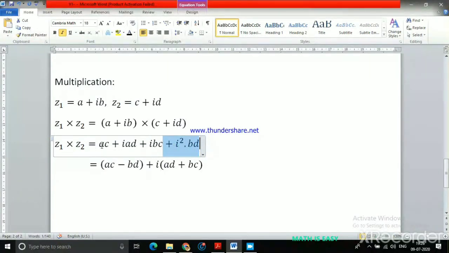And here it is ac. Both these terms do not include i, so I write them together: ac minus bd. And these two terms have i as a factor. So take i common, and you get ad plus bc. Okay, so this is one way to multiply two complex numbers: you remember this formula and substitute the values here, or if you know the process, just go through it.